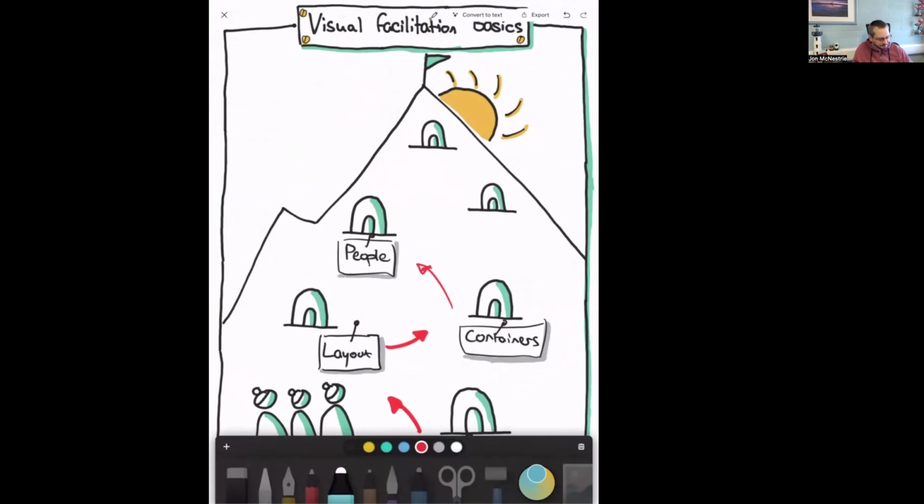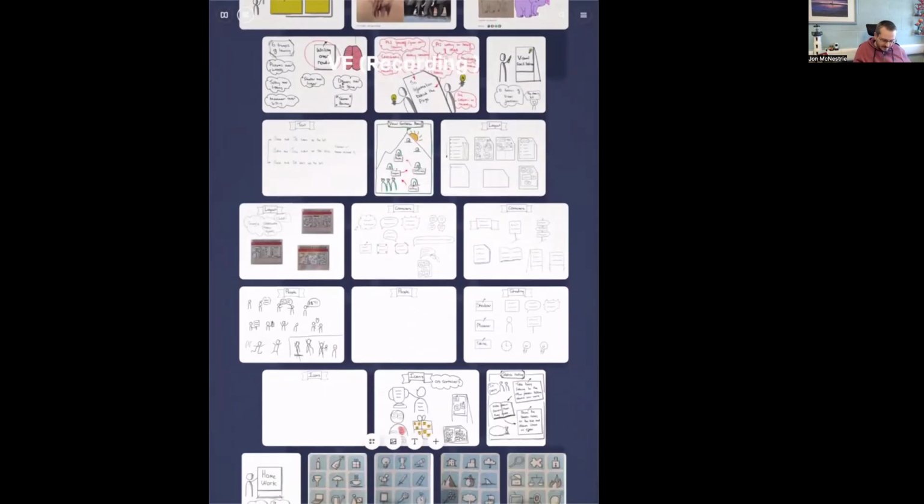Onto the home stretch. Okay. Straight on to shading.